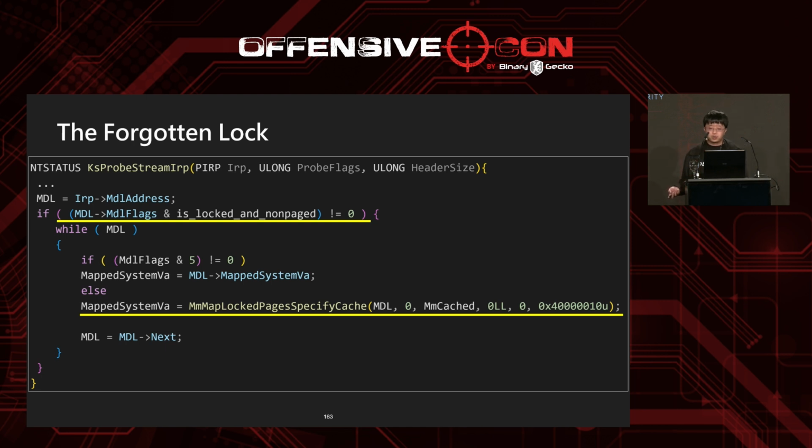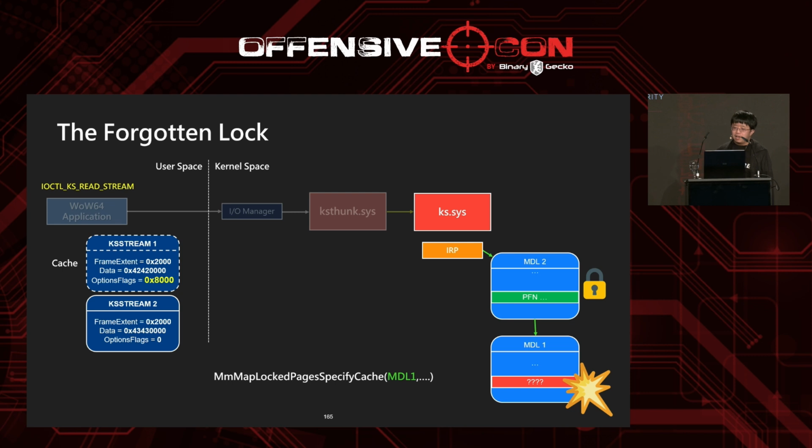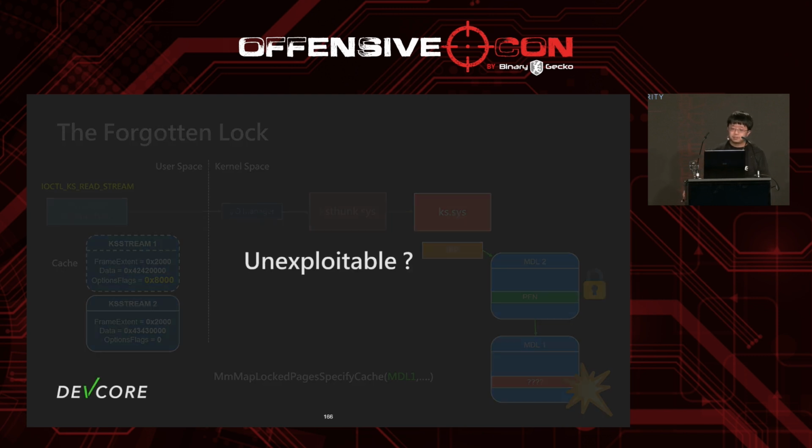Then KsProbeStreamIrp handles the mapping of the frame buffer. It will use MmMapLockedPagesSpecifyCache to do it. If the MDL is marked as locked, the function maps the memory directly, but there is a problem. It only checks the first MDL in the MDL chain, and assumes the entire chain has already been locked. So MmMapLockedPagesSpecifyCache is used on the second MDL, and it ends up mapping memory based on an uninitialized PFN list.